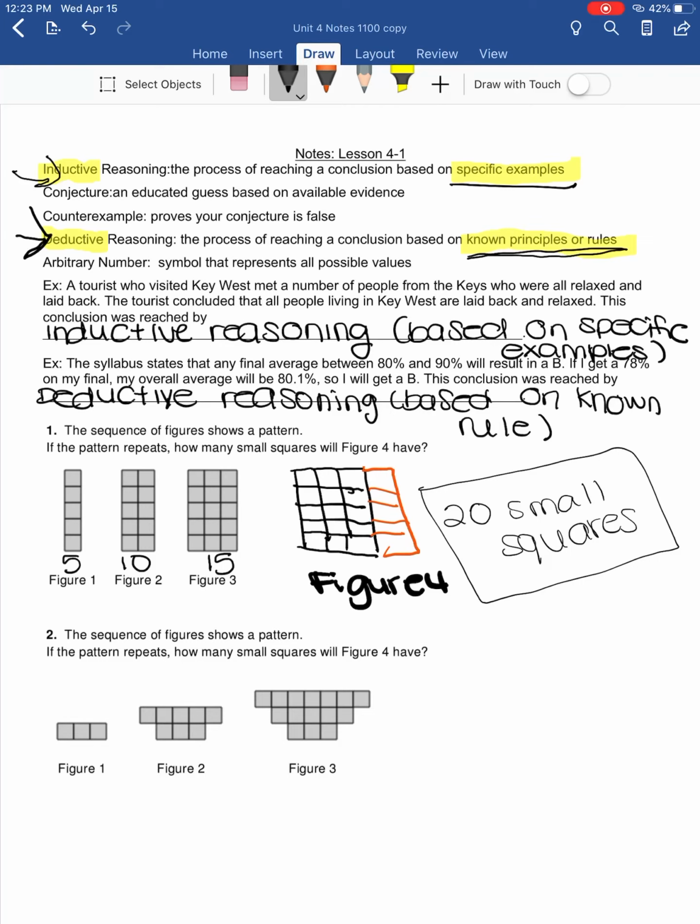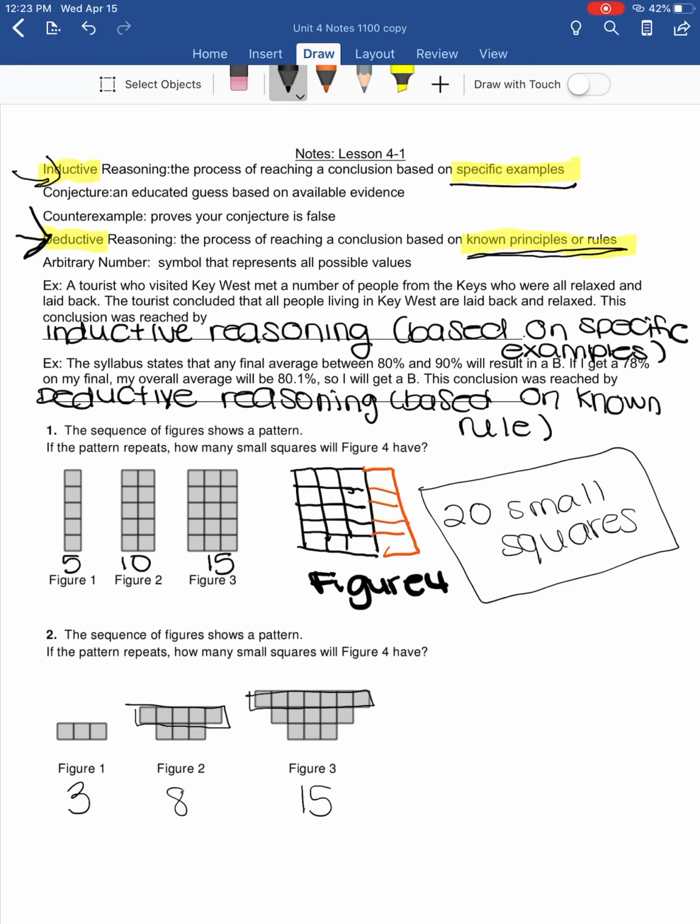Same thing for number 2. The sequence of figures shows a pattern. The pattern repeats, how many small squares are going to be in figure 4? So looking at figure 1, looks like there's 3 squares. Looking at figure 2, there's 8. Looking at figure 3, there's 15. So I see each time we're going to add on this top row.